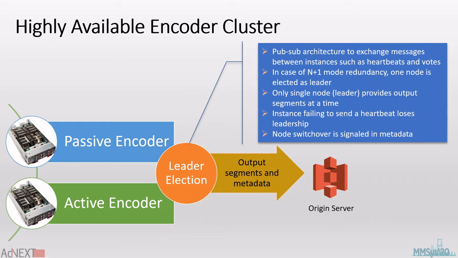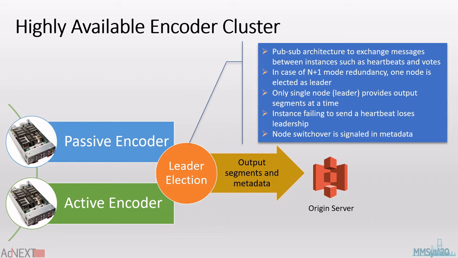As mentioned before, one of the major components of the video plane is the encoder cluster. The encoder cluster runs in active passive mode and provides high availability. At any single point in time, only one of these encoders is actively encoding the incoming stream and providing those output segments along with the metadata that I'm going to show in the next slide. And the other encoders are in passive mode basically.